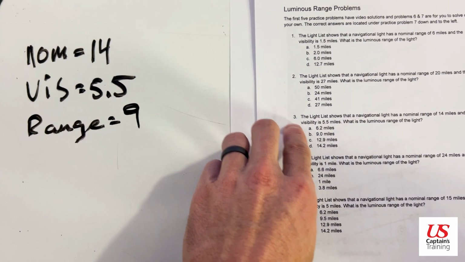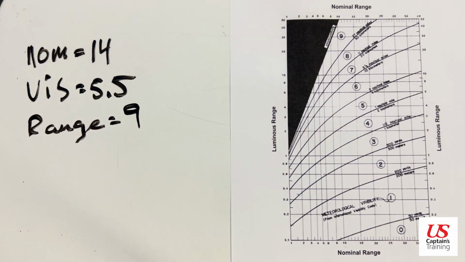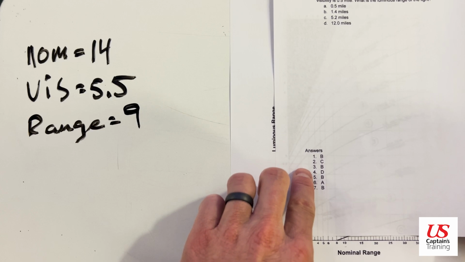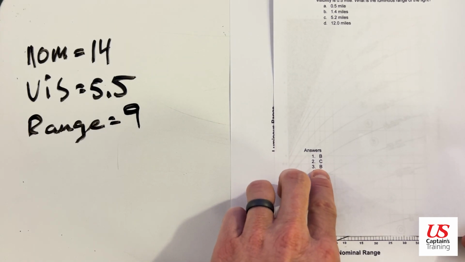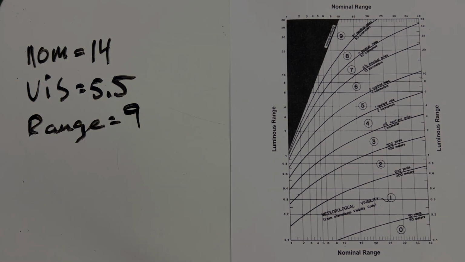Problem 3. Hey, look at that. 9, B. Let's check it. And 3 is B. Excellent. We're going to keep cruising on to practice problem 4.